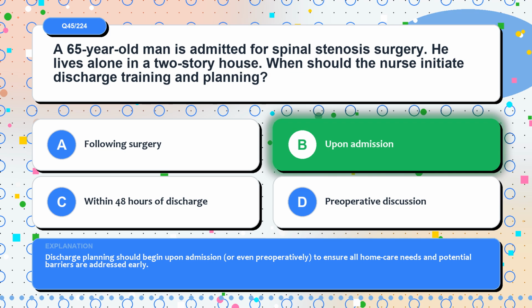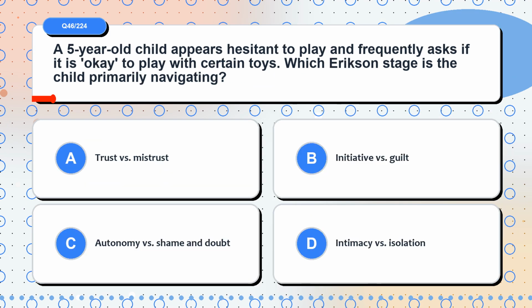Question 46. A 5-year-old child appears hesitant to play and frequently asks if it is okay to play with certain toys. Which Erikson stage is the child primarily navigating? Here are the options. Option A, trust versus mistrust. Option B, initiative versus guilt. Option C, autonomy versus shame and doubt. Option D, intimacy versus isolation.